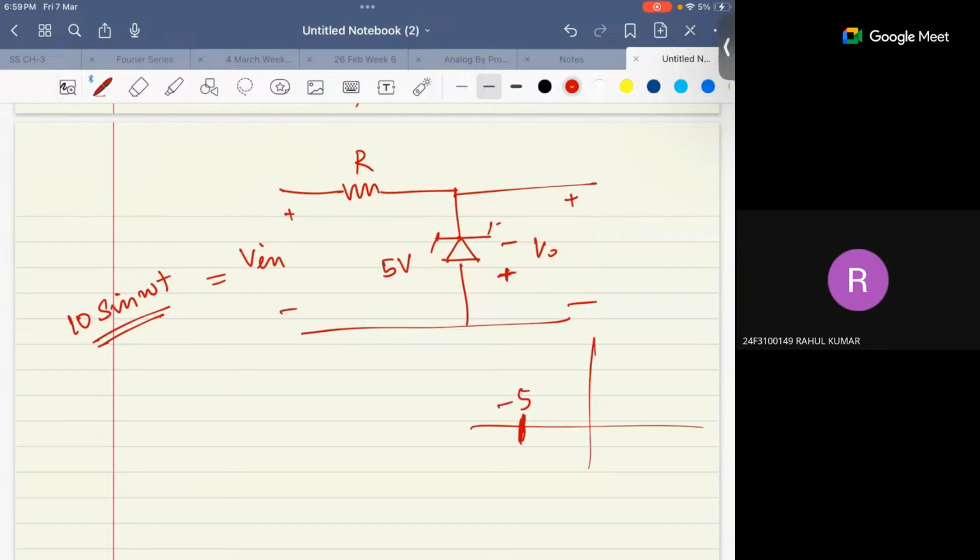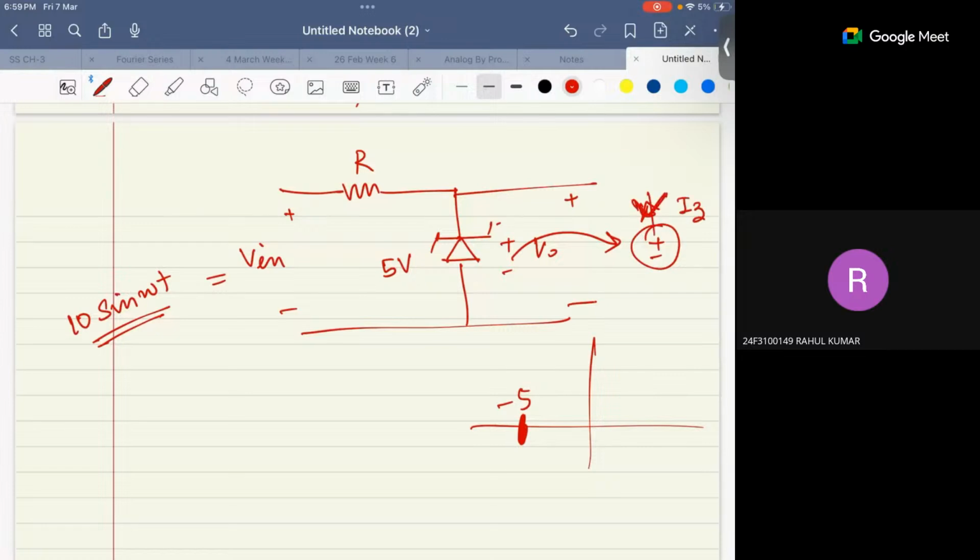The breakdown is what, minus 5, if you are taking it like that. But I would suggest you always take N as the plus side for a Zener diode, so that whenever you replace this with a voltage source, you will directly write it as plus minus and the current like this, IC.